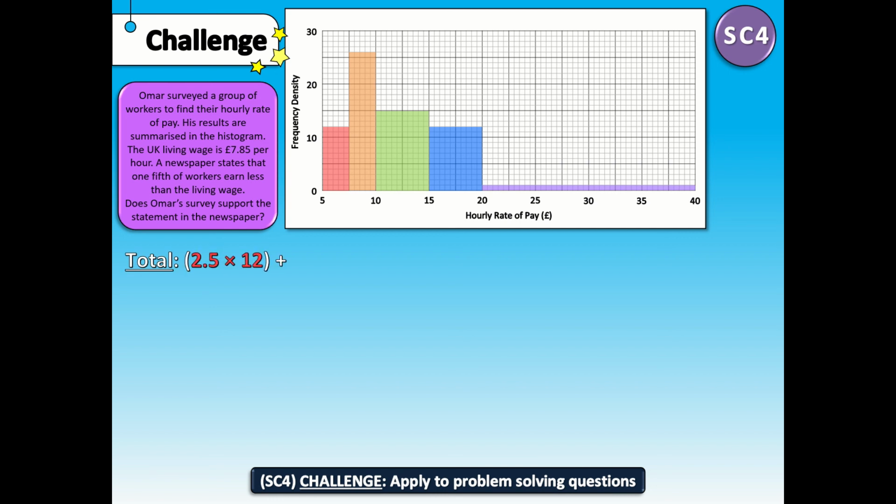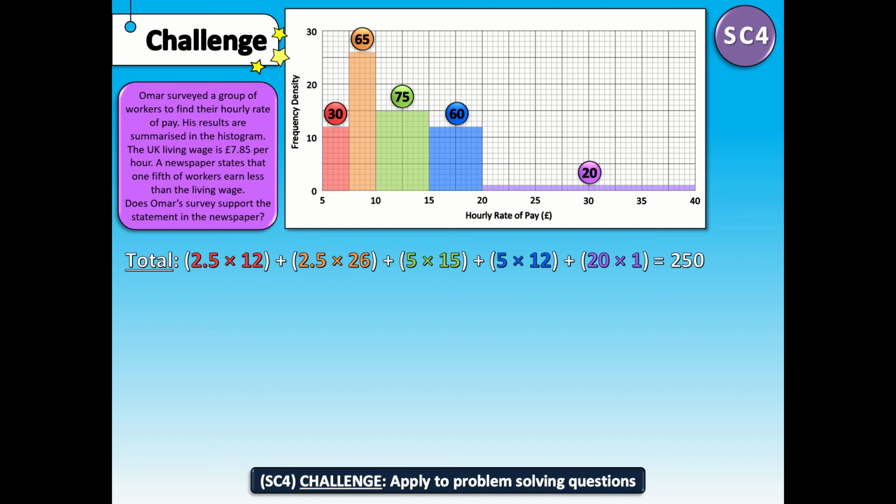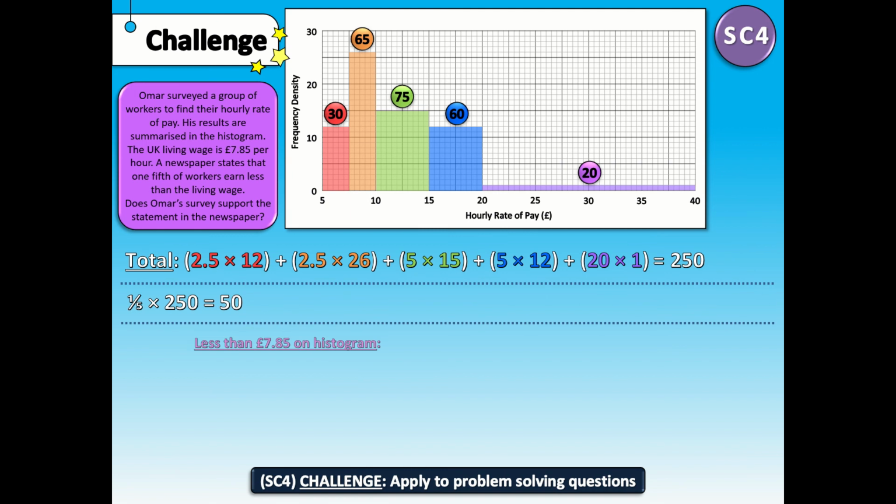So if we start by working out the total, so we work out the area of each of these bars and add them together. So he surveyed a total of 250 people. Now 1/5 of 250 would be 50 people. So how many earn less than £7.85?